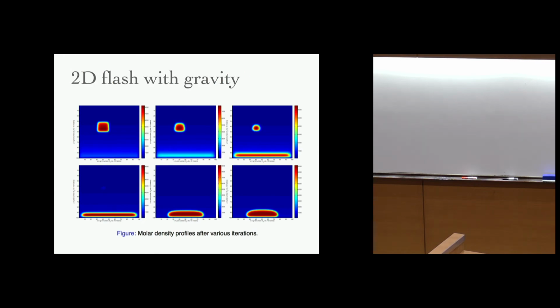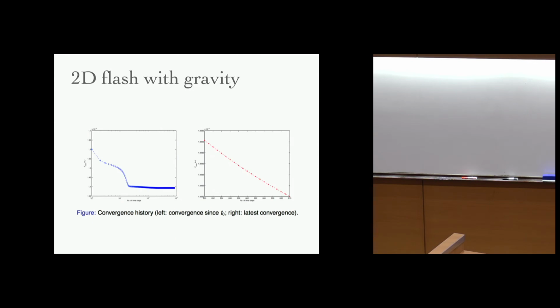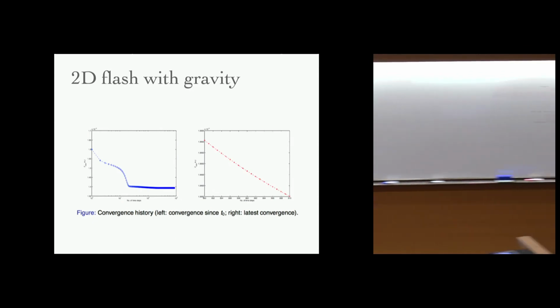With gravity, the droplet is going to go down and eventually get a shape like this. And let me show you. So this energy also decays.